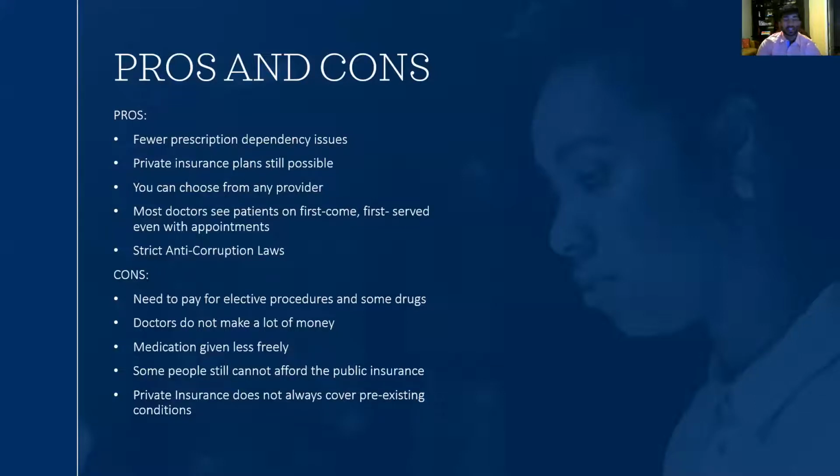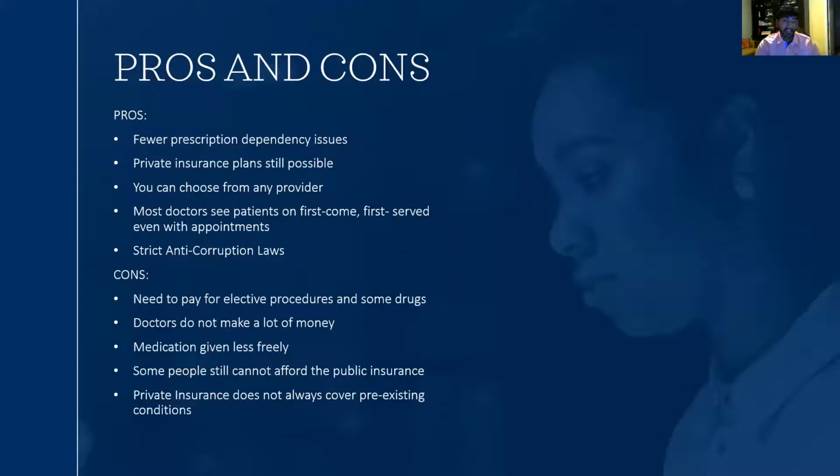Also, another pro, private insurance plans are still possible. You can choose from any provider since everyone supplies both the public and private health insurance. And also another beneficial thing is most doctors see patients on a first come, first served basis, even with appointments. So if you decide you need to go to a doctor, you can just show up really early and they'll still see you pretty quickly. And another pro is strict anti-corruption laws. So everything is known to the patient, everything's public. It's a very honest system.